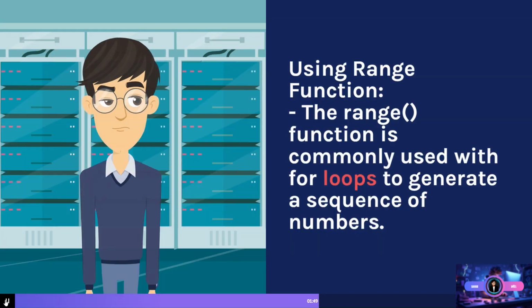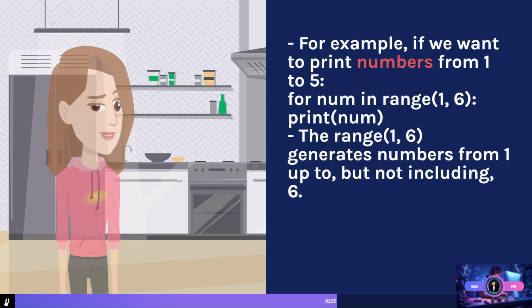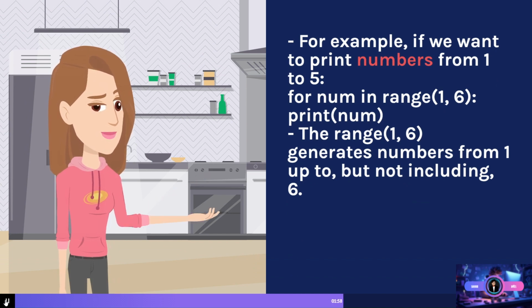Using the range function. The range function is commonly used with for loops to generate a sequence of numbers. For example, if we want to print numbers from 1 to 5: for num in range(1, 6): print(num). The range(1, 6) generates numbers from 1 up to, but not including, 6.